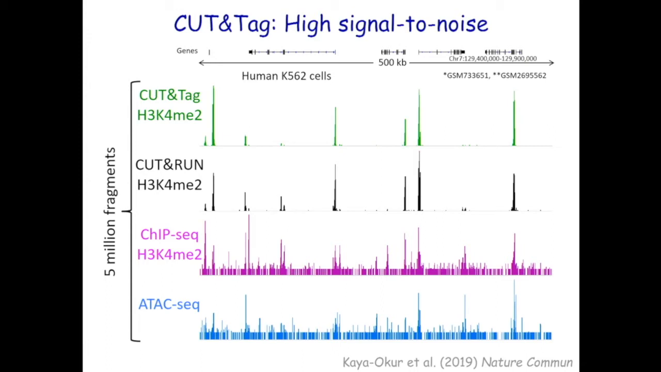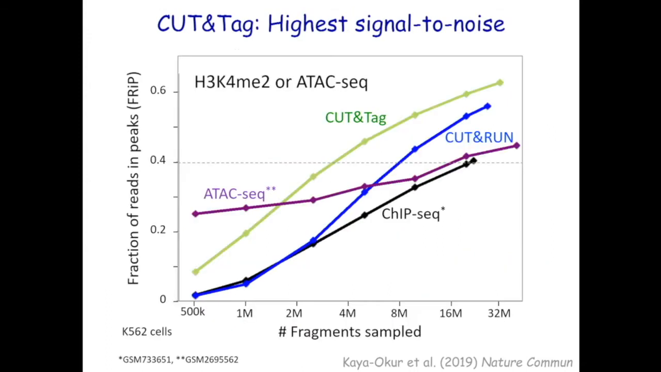Now, a more systematic way of analyzing the data is something that ENCODE introduced called FRiP, fraction of reads in peaks. The idea is that the higher the fraction of reads in peaks, the better the signal to noise is.